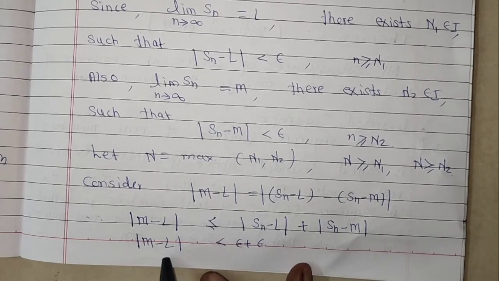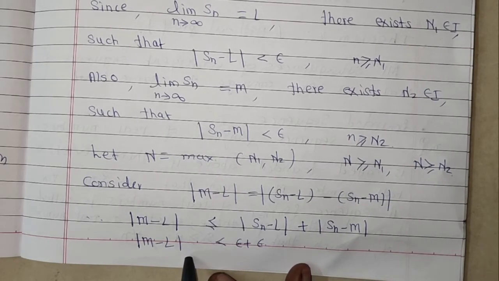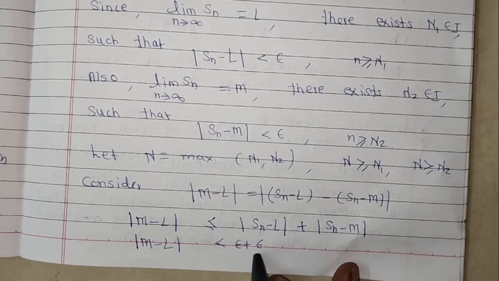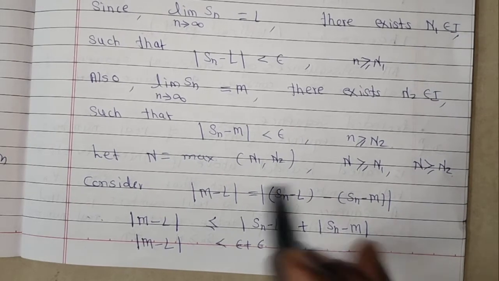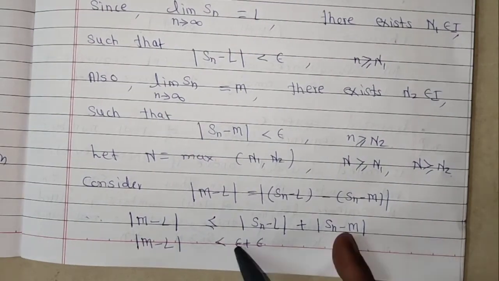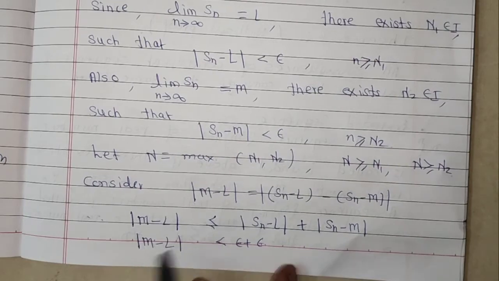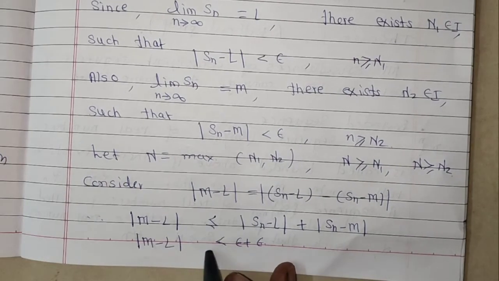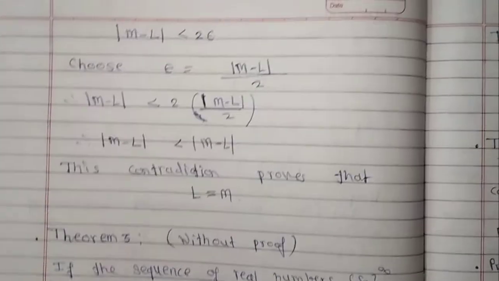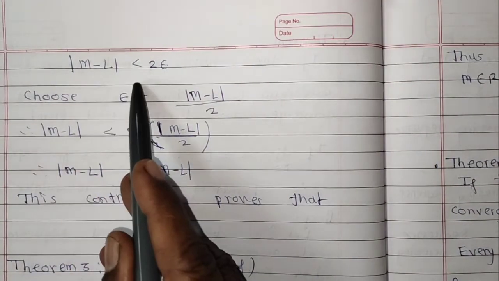Hence, modulus of M minus L is less than epsilon plus epsilon, since modulus of Sn minus L is less than epsilon and modulus of Sn minus M is less than epsilon. So that we get modulus of M minus L is less than epsilon plus epsilon. That is, modulus of M minus L is less than 2 epsilon.